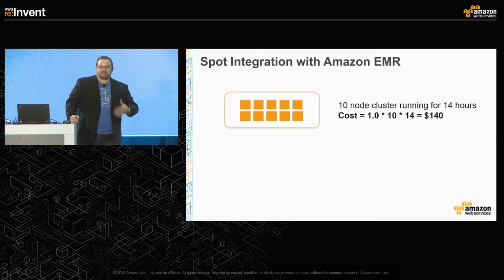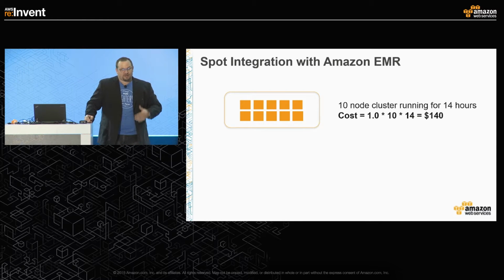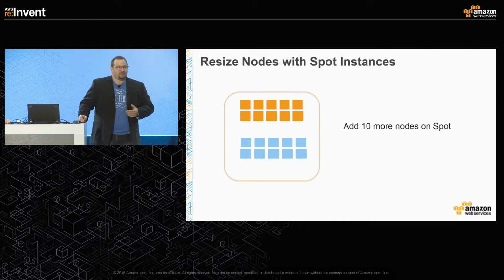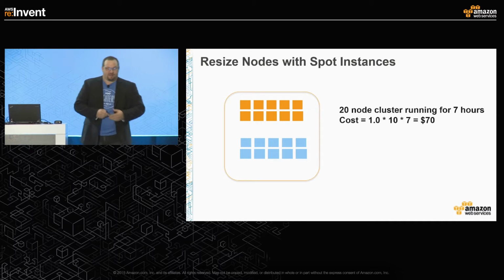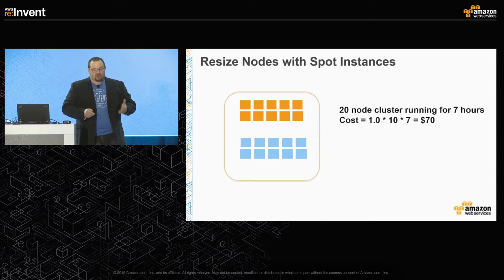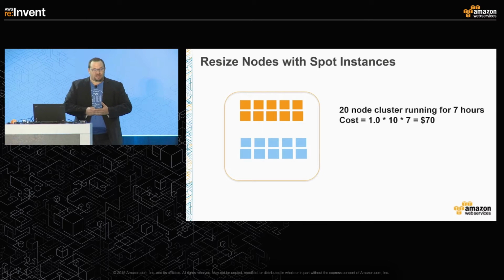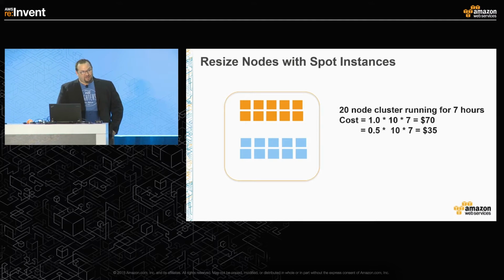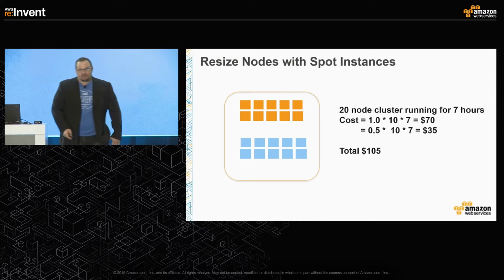So if we do the math, let's say you have a 10-node cluster that runs for 14 hours, and it costs you $1 per hour, which means for 14 hours you will pay $140. Now we'll add 10 more nodes running on Spot, and we will bid 50 cents. That means your cost for a 20-node cluster for 7 hours, because you added an additional 10 nodes, is $70 for the 20 core nodes, and $35 for the ones running on Spot instances. Total $105, and this is really rough math.